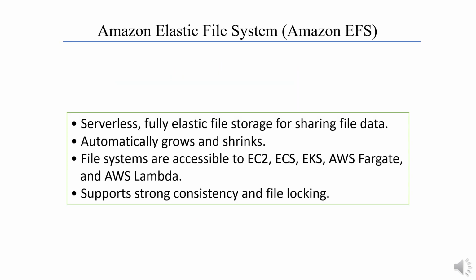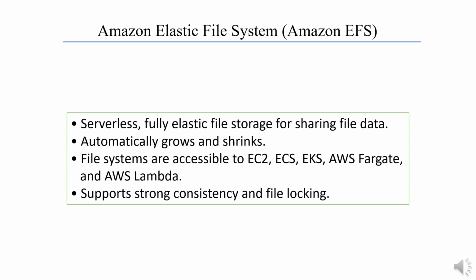Amazon Elastic File System, Amazon EFS, is a serverless, fully elastic file storage that lets you share file data. It automatically grows and shrinks as you add and remove files. It provides a simple, scalable, elastic file system for Linux-based workloads for use with AWS cloud services and on-premises resources.